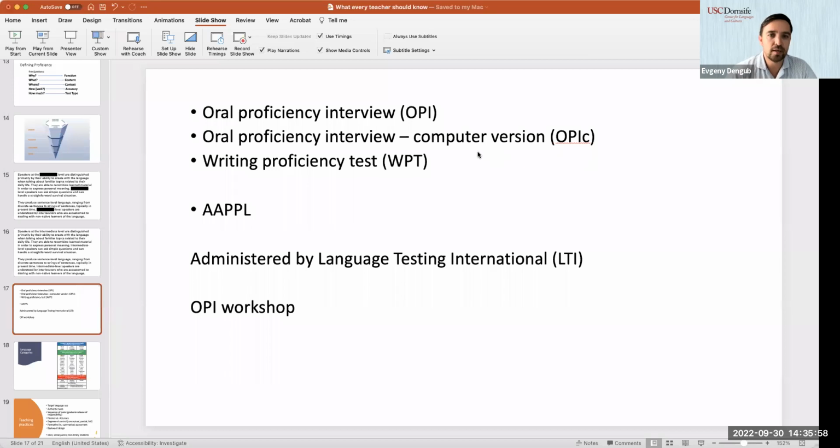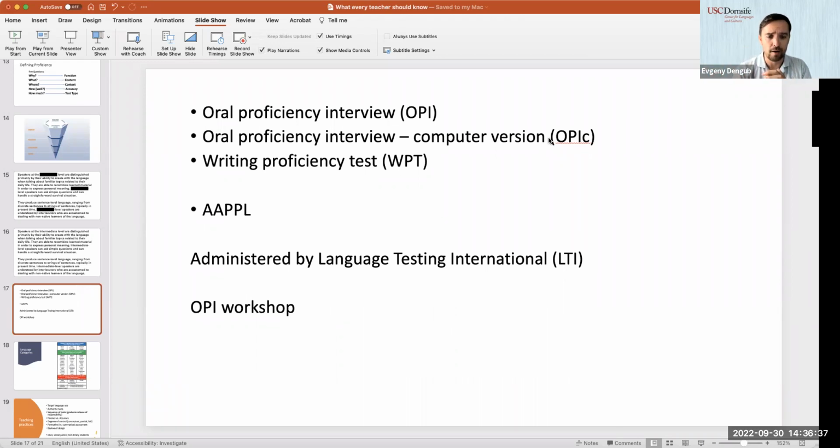Relatively recently, they created a computer version, the OPIc, and tens of thousands of test takers take it. They have a huge contract with Samsung. I think actually the company LTI, Language Testing International, is owned by Samsung now. So they test literally thousands of people across the world. And there's a writing proficiency test, WPT. There's also a reading proficiency and listening proficiency test, but these are the three most common ones we use for testing proficiency.